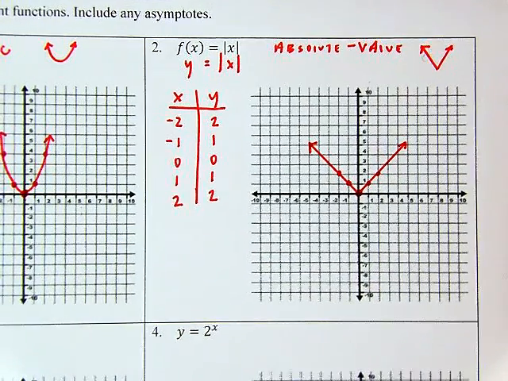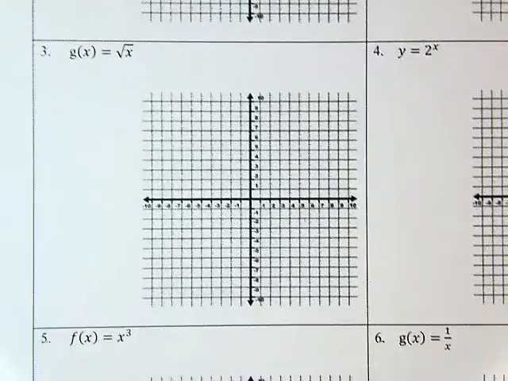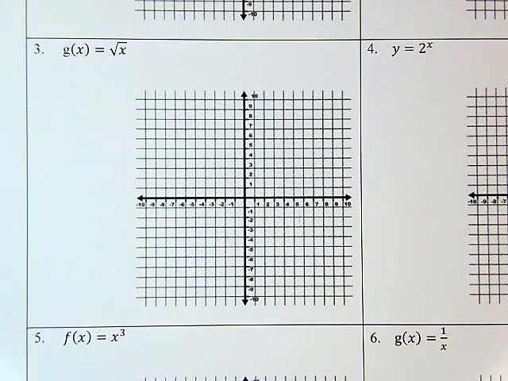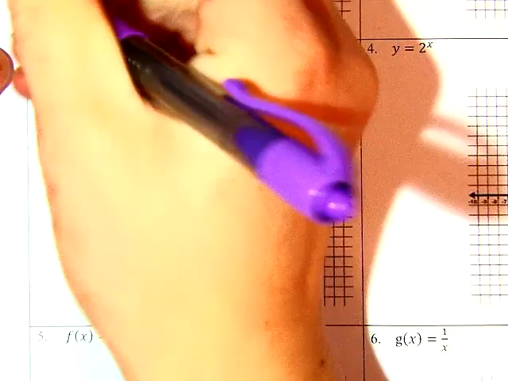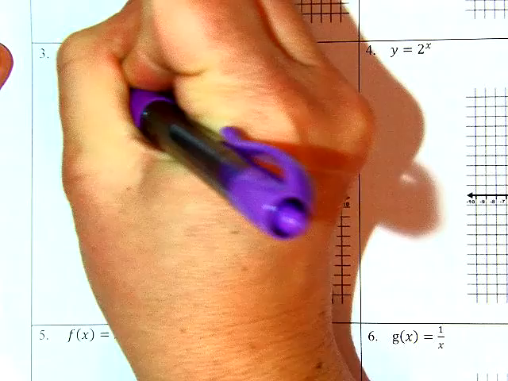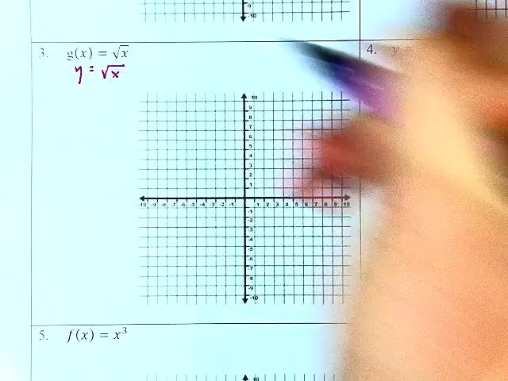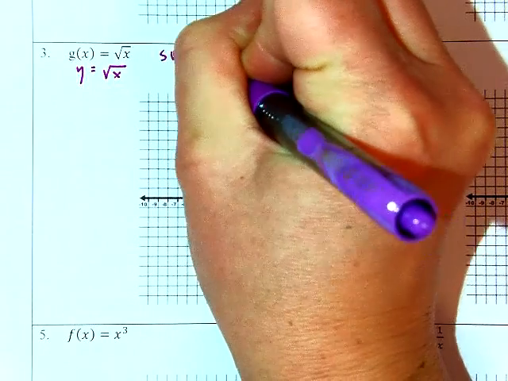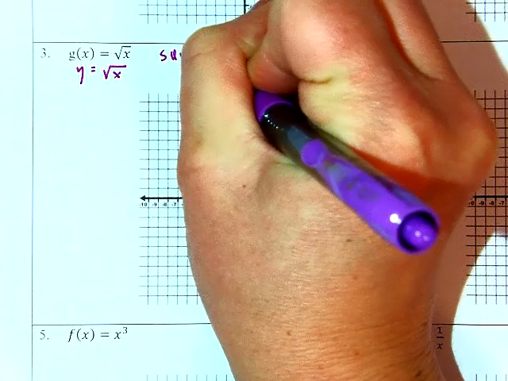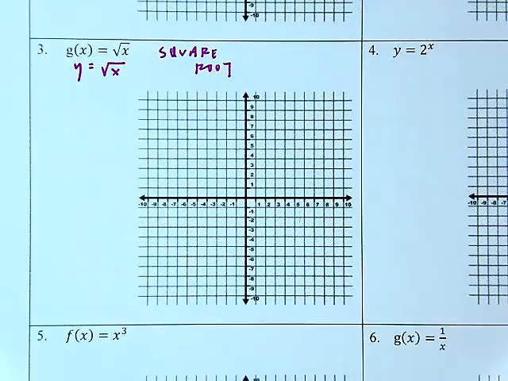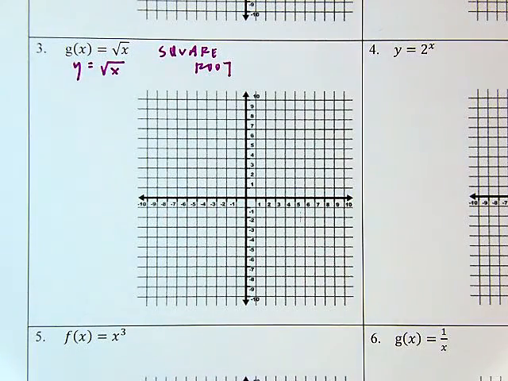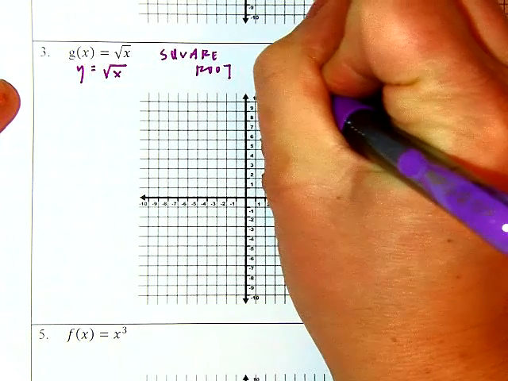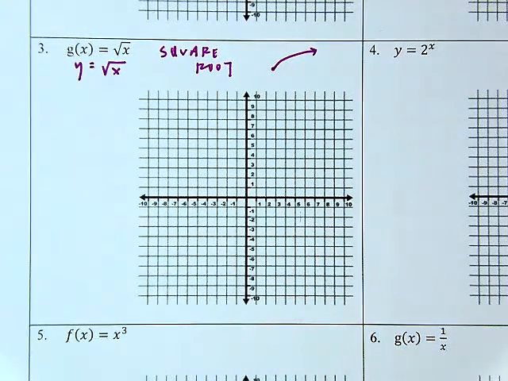All right, next up, number 3. So here I've marked it as g of x, but again, that's the same as if I said y equals the square root of x. So this is a square root function, one of many radical functions, just depends on what the index is. Our index here is 2. It's a square root. And then here is the rough shape of it, just like so.